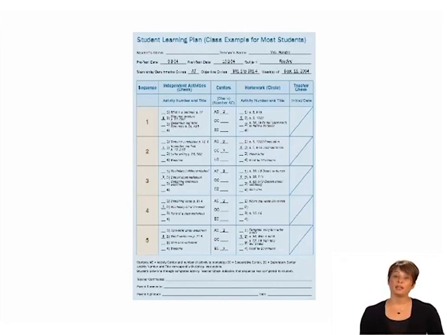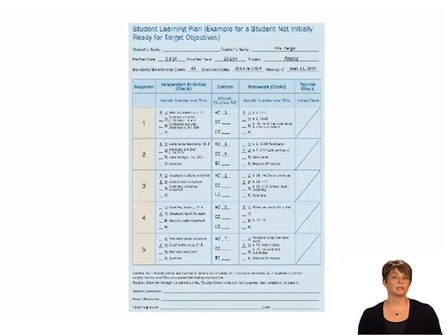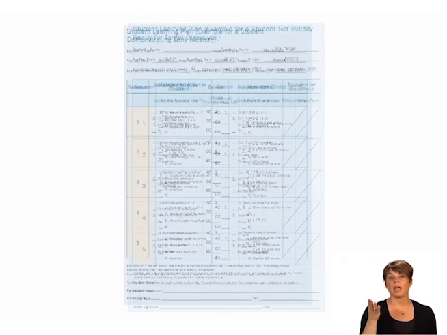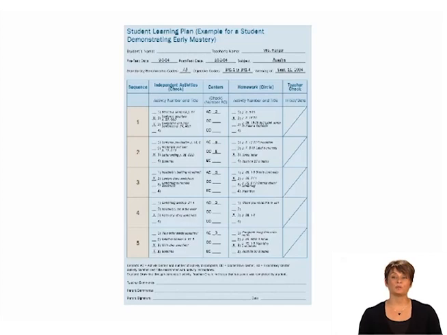Here, we've provided you with completed student learning plans and a blank one. The examples depict a student learning plan that will be used for students working toward mastery of the target objectives, one that will be used for students not quite ready for target objectives, prerequisite, and a third that will be used for students working at an enhanced objective level.